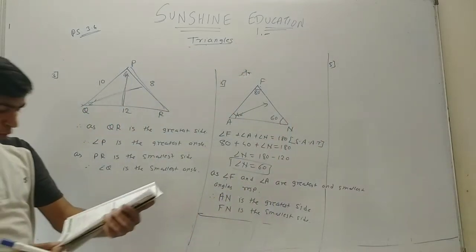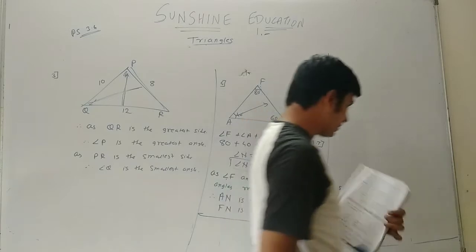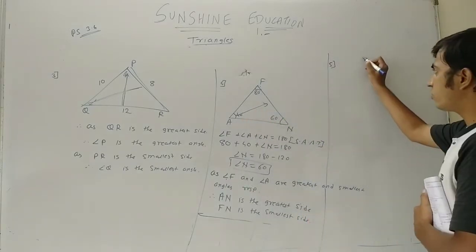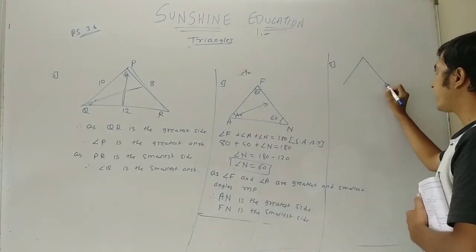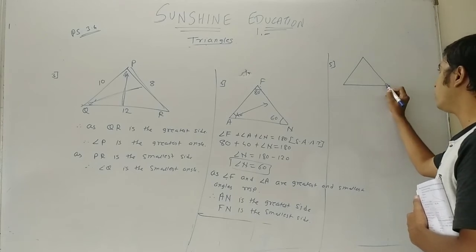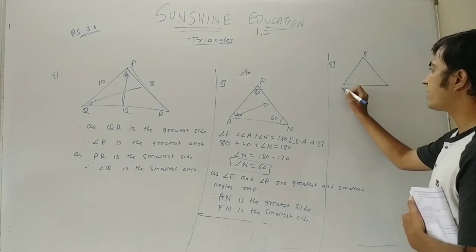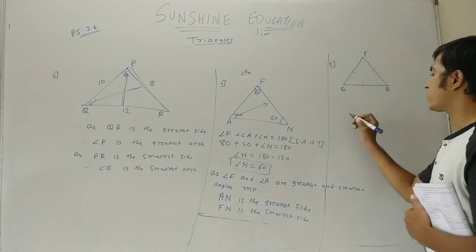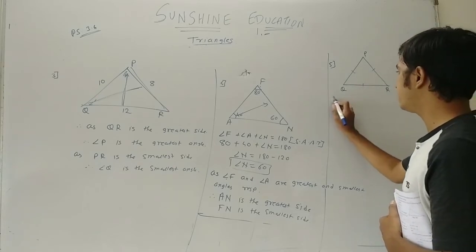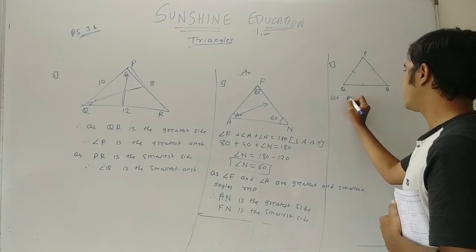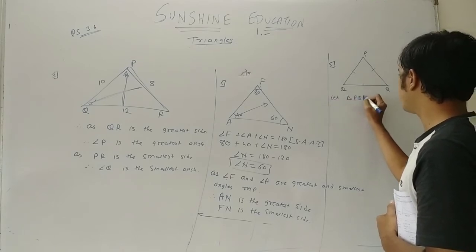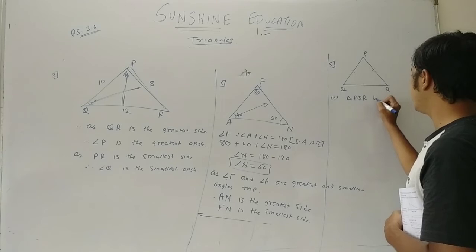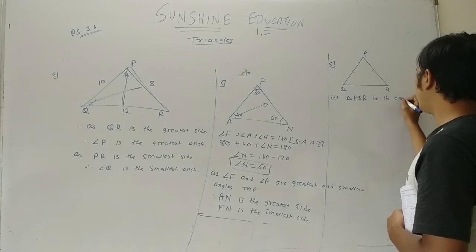Fifth one. Prove that equilateral triangles are equiangular. What do you mean by equilateral triangle? All the sides are equal. So I take triangle PQR. All the sides are equal. So let triangle PQR be the equilateral triangle.